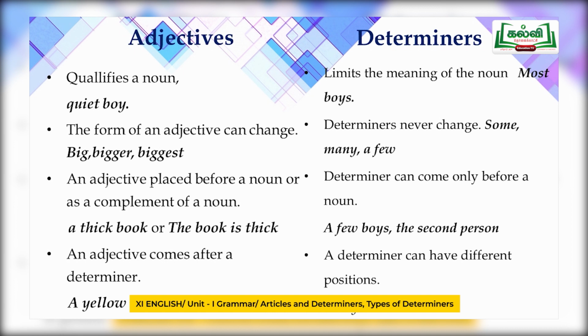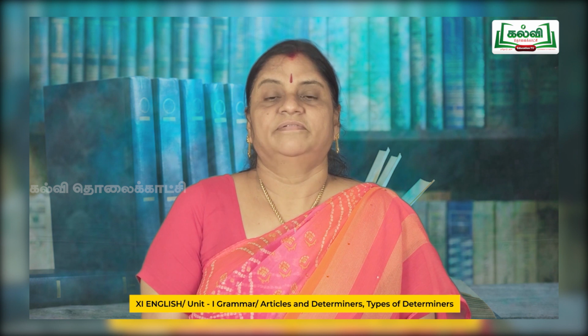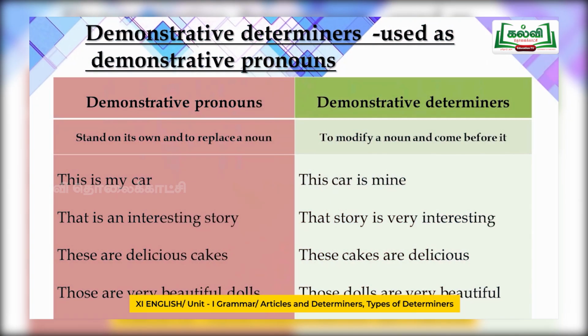Next point is an adjective comes after a determiner. A yellow rose, a red shirt. Under determiners, a determiner can have different positions. Many smart students. That is, it comes before an adjective or before the noun. In any place it comes, but it comes at the first part of the noun phrase. Hope you all understand well.